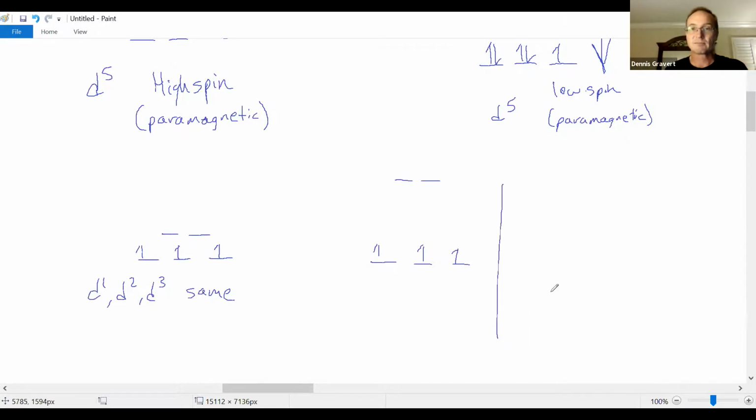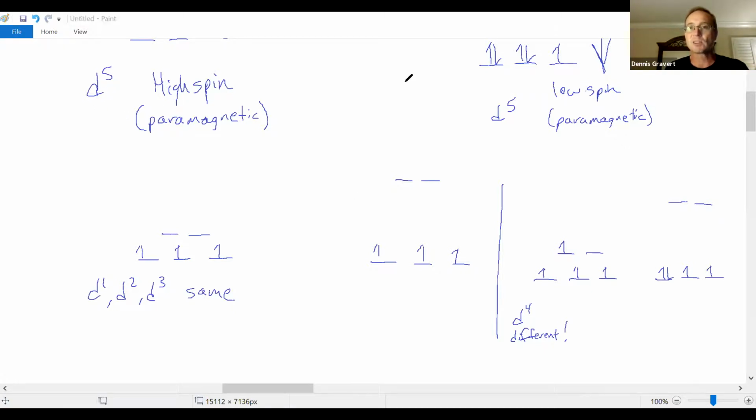But when you get to D4, 1, 2, 3, where does the 4th one go? Do you pair up? Nope, this is weak field. It's easier to put the 4th one there. How about on the strong field? No, it's way too high. So you do pair them up. Now they're different. And that's what the question is asking. The D4 configuration gives you differences. The D5 gives you differences.